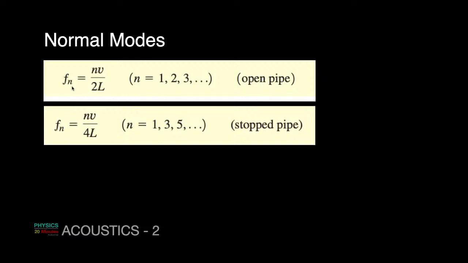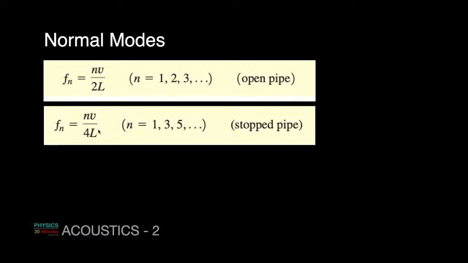So if it's an open pipe, then the normal modes of vibration are nV by 2L, where n is an integer whose values vary from 1, 2, 3, 4. V is the velocity of sound in the medium. L is the length of the pipe. Now n is 1, 2, 3, 4, which shows that all the harmonics are present. You also know that the first harmonic is called fundamental, the second is called first overtone, the third is called second overtone, and so on and so forth.